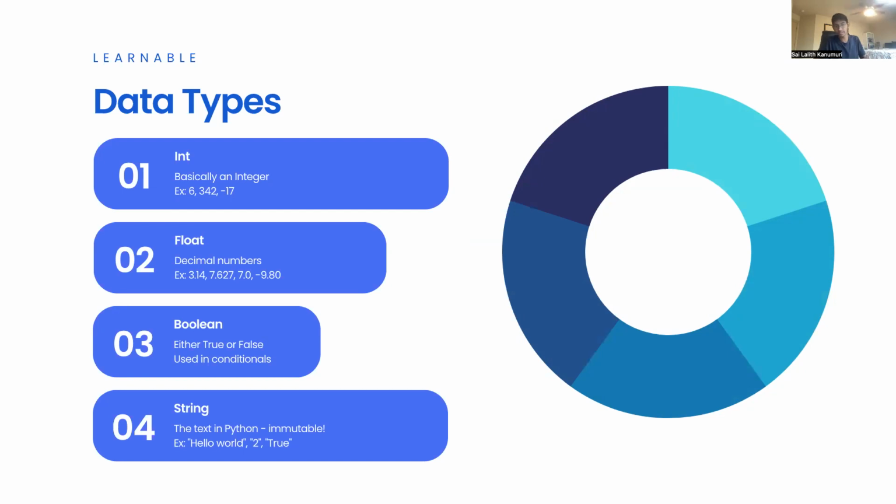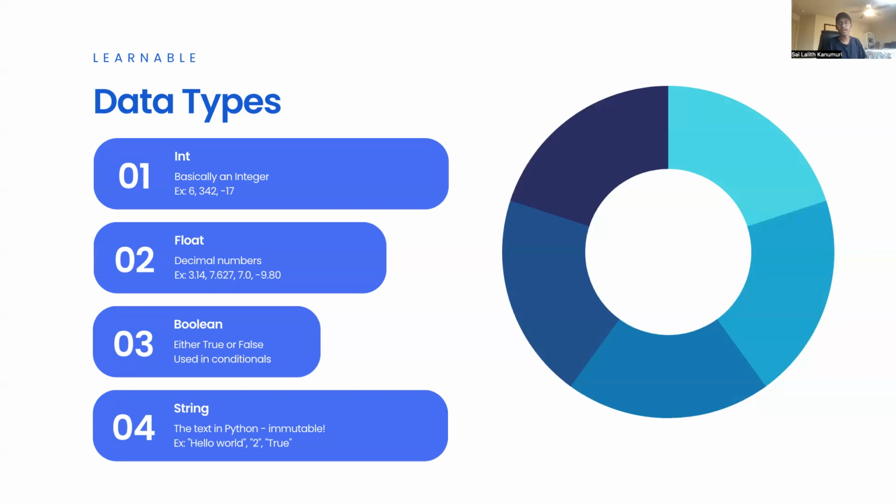The first one is int. An int can be known as an integer, which is basically a whole number, right? So for example, 6, 342, -17. And please be sure that a negative value does not make an int not an int. So all whole numbers, whether positive or negative, are an int.